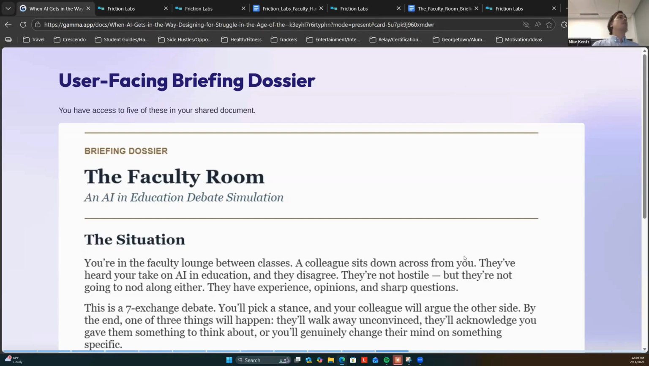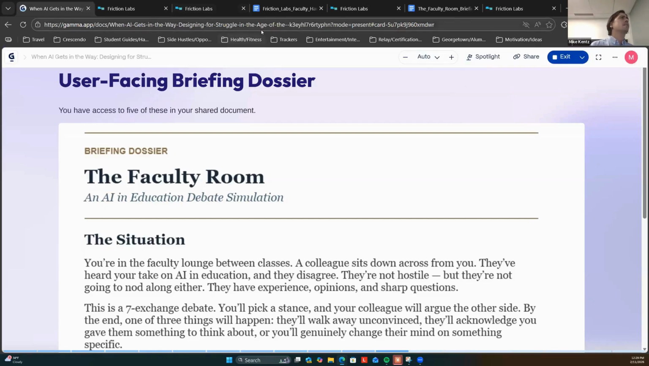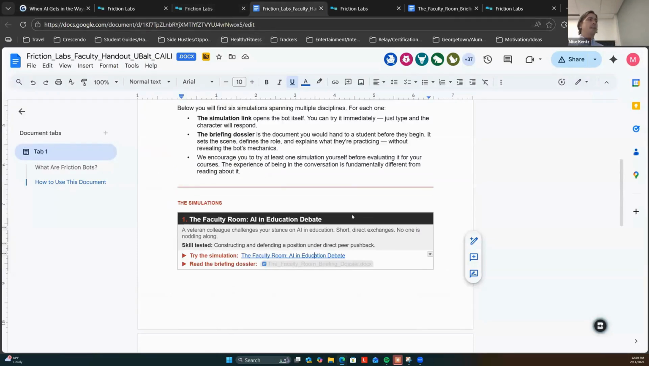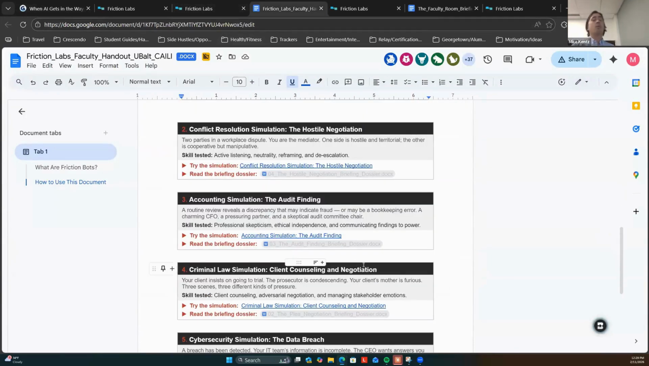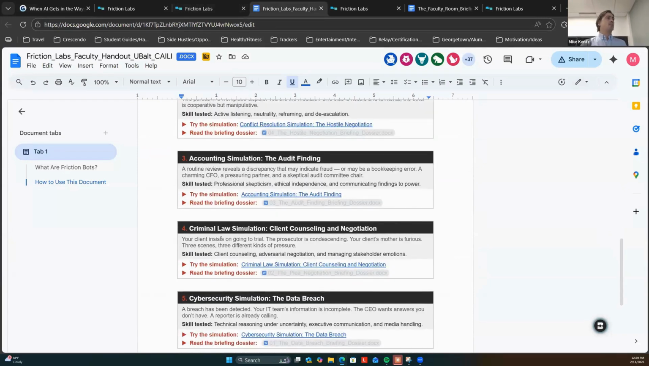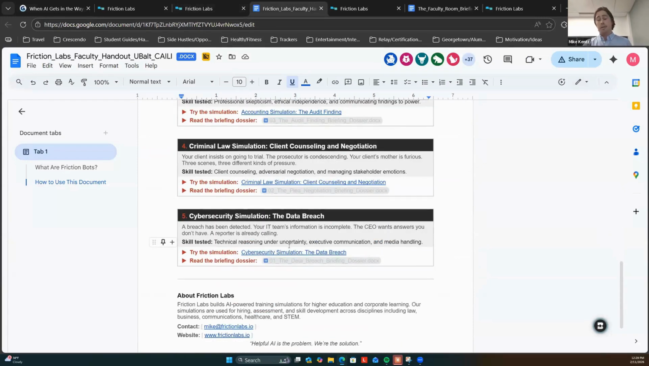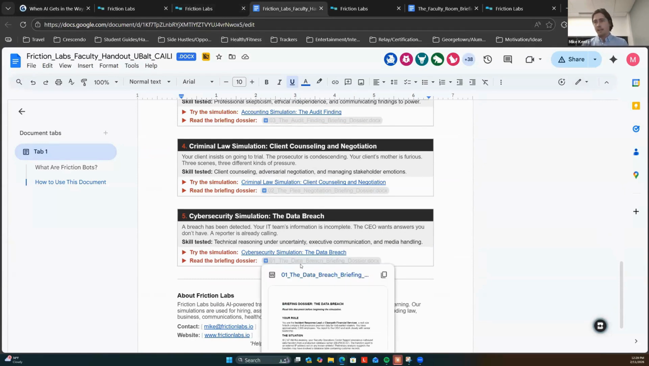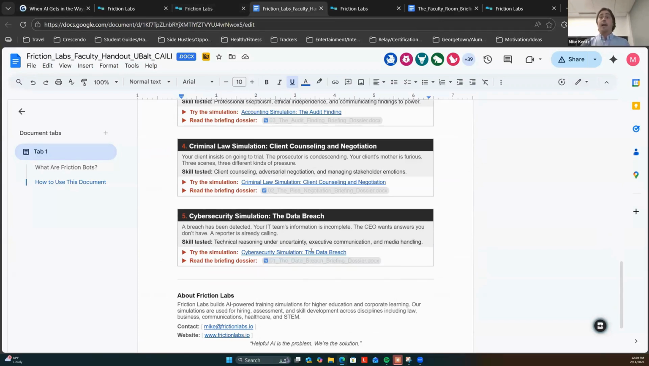And so if you go over, let me get here, we go. On your faculty handout on page 2, there's 4 more simulations that you can try out. Conflict resolution, accounting, an audit situation, criminal law, and cybersecurity. In each one, it's the second link down, you can open the dossier and read the situation and then open up the link, have a conversation, see how it feels. And then I would love to bring us all back and chat about it.